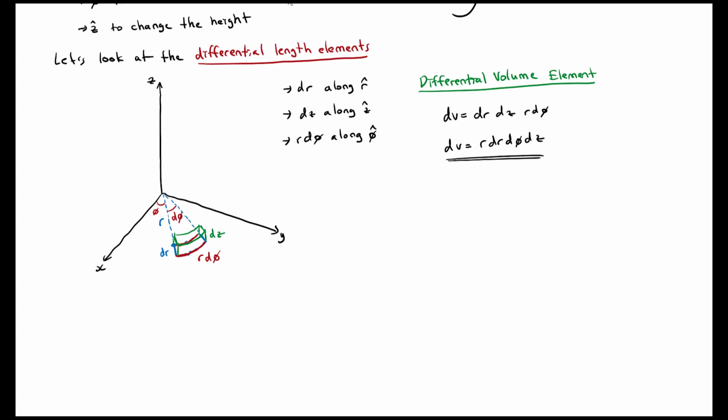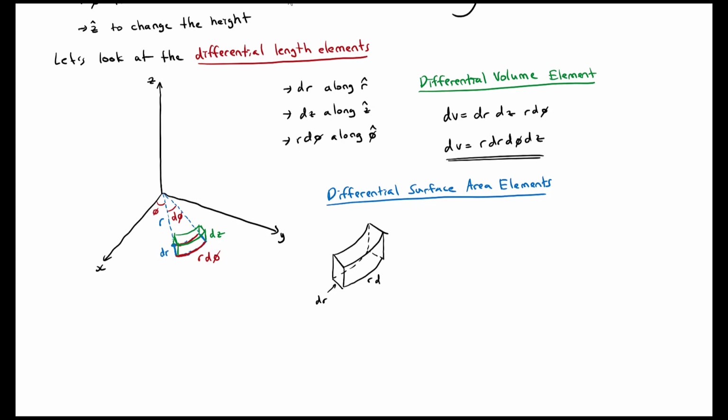Apart from this, we still haven't covered something, and I left it till the end just so that we can go through it in a bit more detail. We have differential surface area elements. And there's multiple ways of defining these because it depends on which surface you're looking at. So to sketch my 3D shape out again, I have something like this. There's my 3D shape. I have dr, I have r d phi, and I have dz.